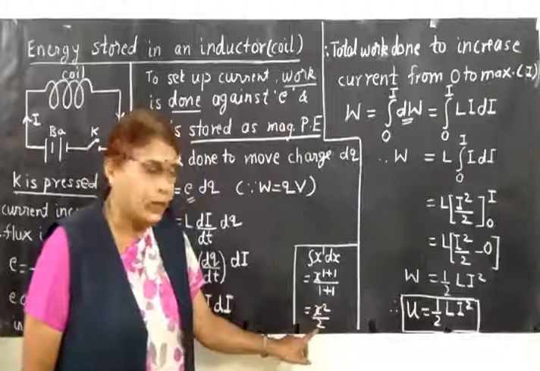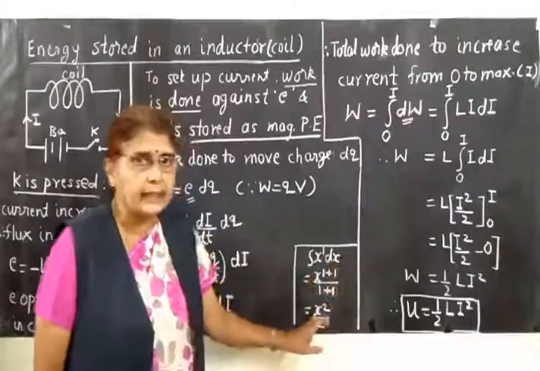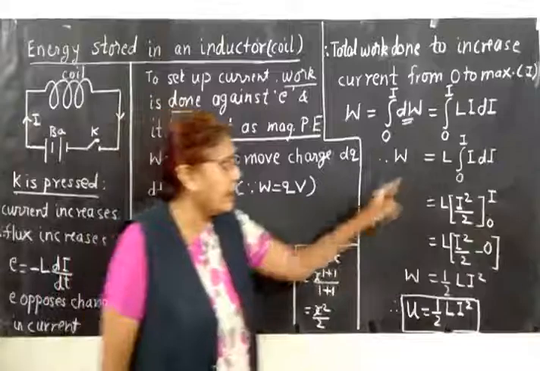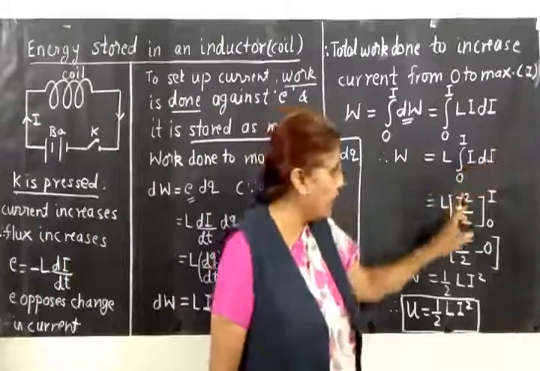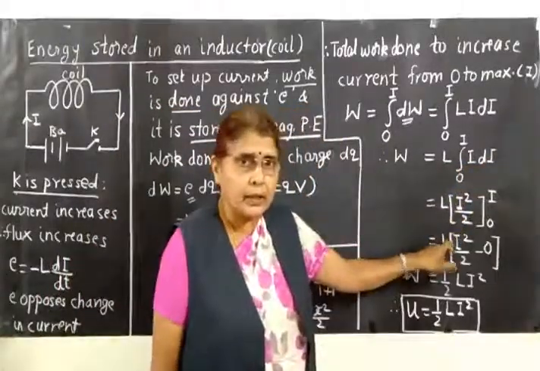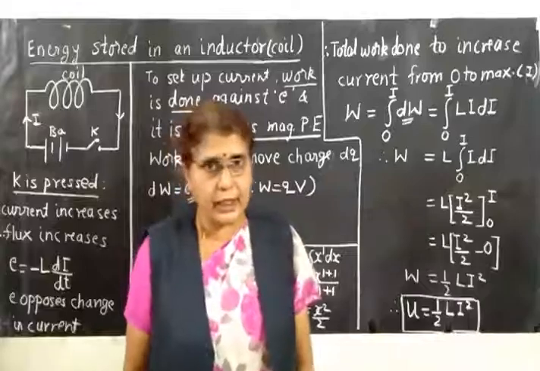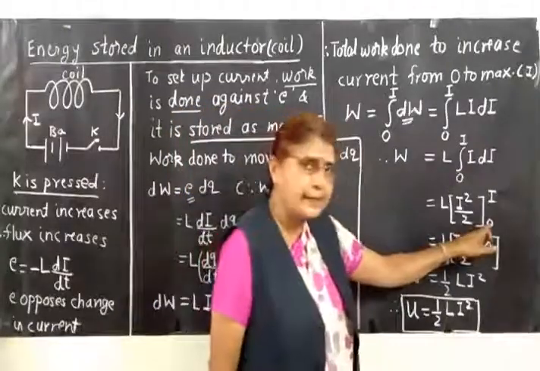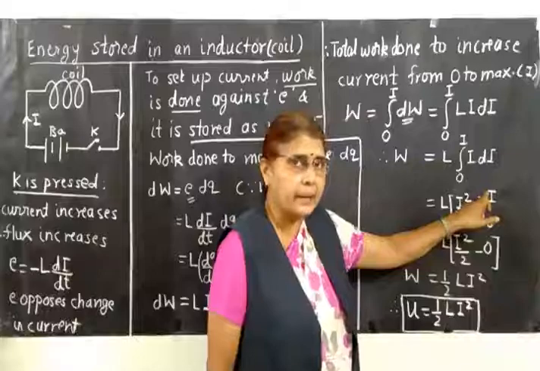X square upon 2. Integration of x dx is x square upon 2. Same thing here, integration of I dI will be nothing but I square upon 2. So this is the value of the integration. And write the limits. Lower limit is 0 and the upper limit is I.